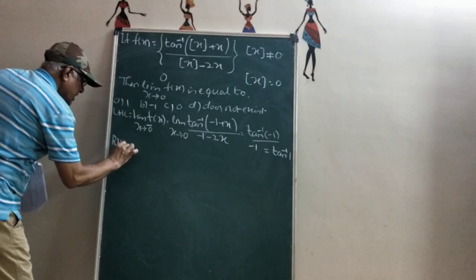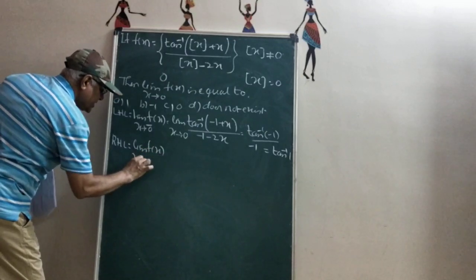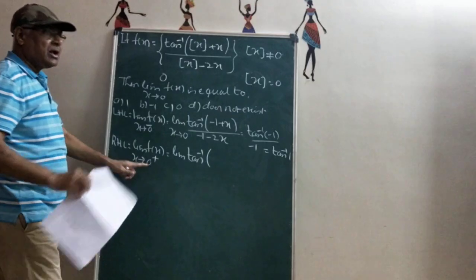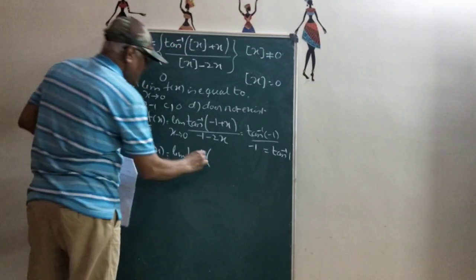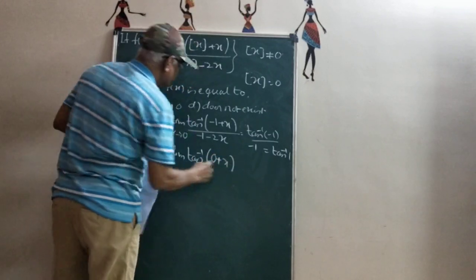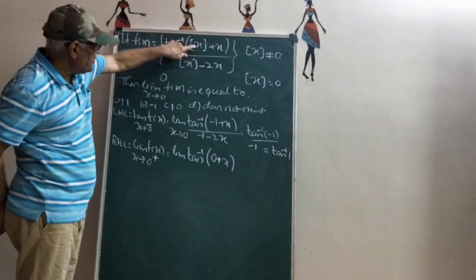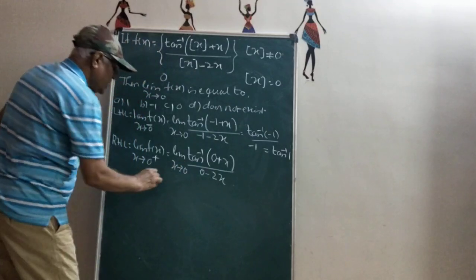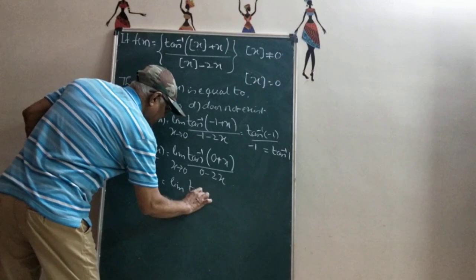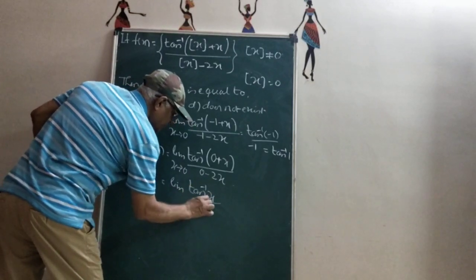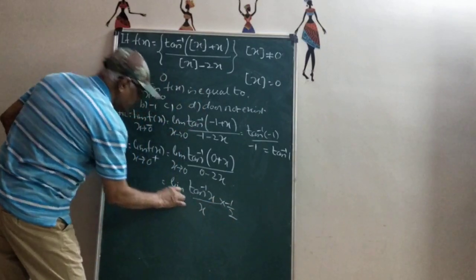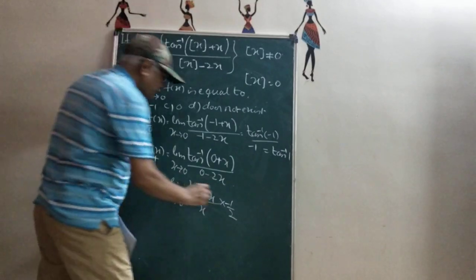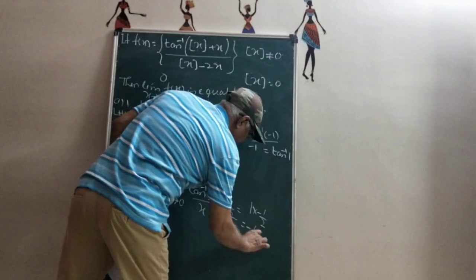Now let me calculate the right hand limit, which is limit f of x as x tends to 0 plus. That's equal to limit of tan inverse of, now greater than 0 without crossing 0, the greatest integer of x is 0, so numerator is 0 plus x. Understood this step? Similarly the denominator is 0 minus 2x as x tends to 0. That's tan inverse of x divided by x times minus 1 by 2, as x tends to 0. What is tan inverse x upon x? 1, and into minus 1 by 2 is equal to minus 1 by 2.